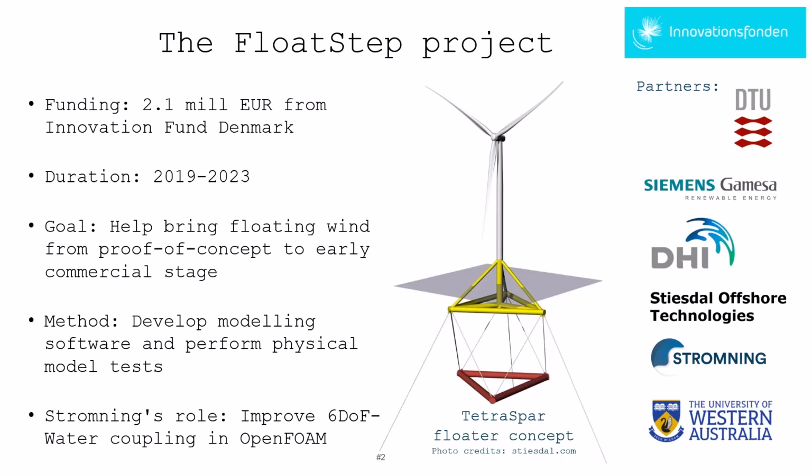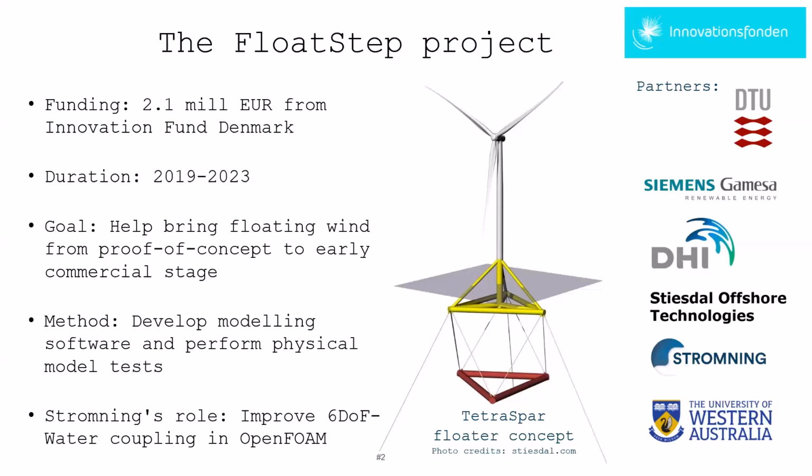They have invented this new floater concept called TetraSpar, which is essentially a tetrahedral steel structure that's ballasted with a heavy keel, also steel filled with concrete, and then hanging in these wires, I think around 80 meters down in the water column. So that has been sort of our case floater for this project. My company Strømning's role in this project has been to try to improve the 6 degrees of freedom fluid or hydrodynamics coupling in OpenFOAM, where we experience this added mass instability as quite a nuisance.